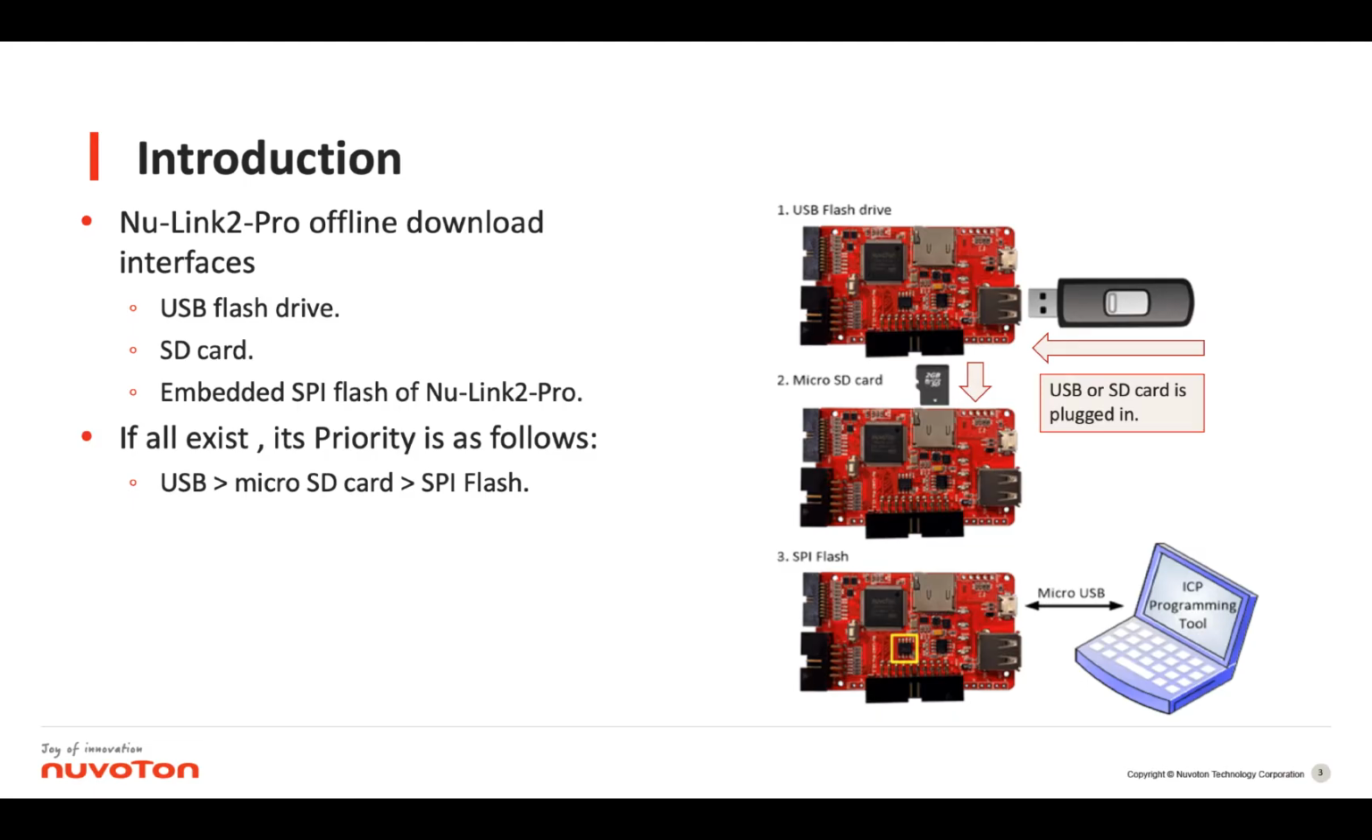Nu-Link2-Pro has three interfaces to download offline data. 1. USB flash drive. 2. SD card. 3. Embedded SPI flash from Nu-Link2-Pro, sent as Nu-Link offline downloading.